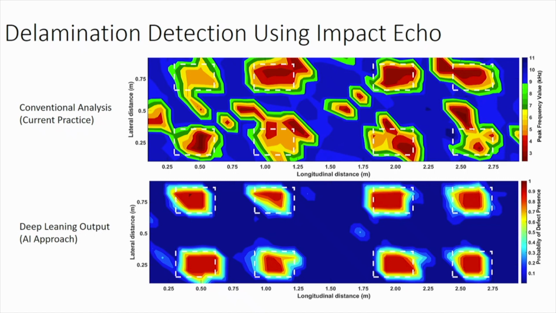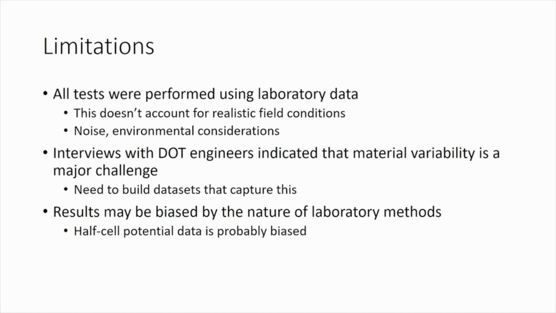Versus this one, which is a deep learning approach, it gives you, instead of a peak frequency value in kilohertz, the probability of defect presence in different regions of the deck. So this is kind of like medical imaging. Now, the inspector doesn't need to know anything about impact echo. He can just look at this defect map or heat map and say, oh, okay, so there's like an 80%, 90%, 100% probability that there's a defect here. These regions are sound. So we found out that deep learning is not only feasible, but really helpful for this. But again, just like anything else we do, there are limitations.